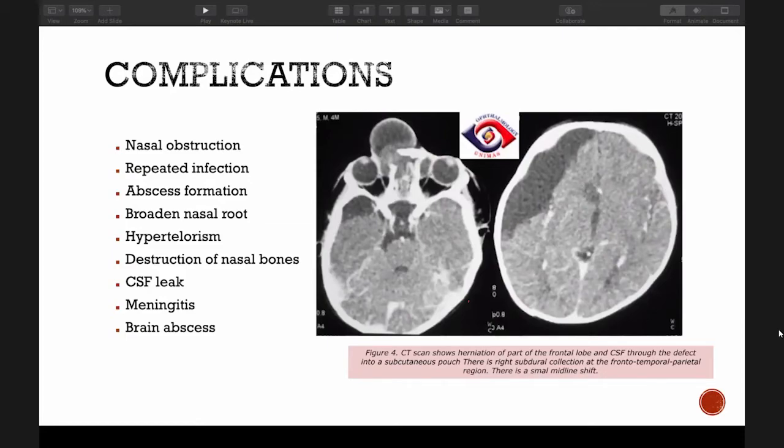Complications include obstruction if present as an intranasal mass, repeated infections, meningitis, abscess formation, broadening of the nasal root, hypertelorism, destruction of the nasal bone, CSF leak, and rhinitis. Here we can see herniation of the brain element just medial to the orbits and occupying all of the ethmoids.